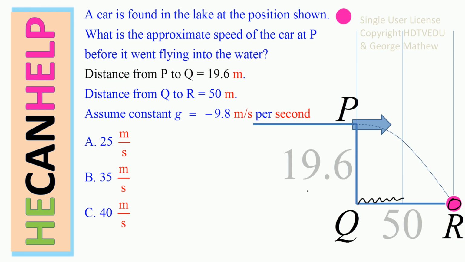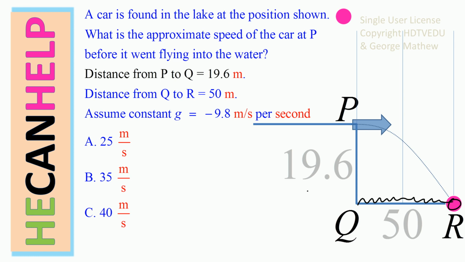So we have to think of this as water. Distance from P to Q is 19.6 meters, so along the vertical, it is 19.6 meters. Distance from Q to R is 50 meters, so along the horizontal, it is 50 meters.